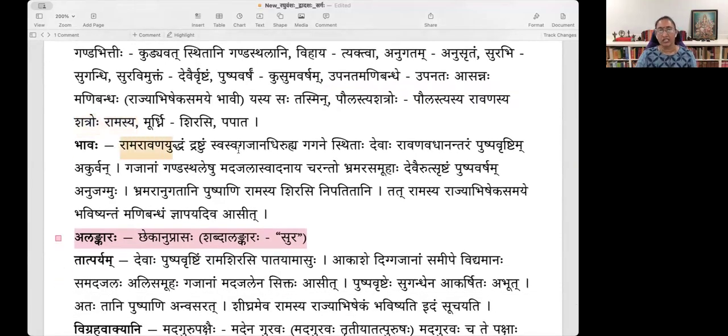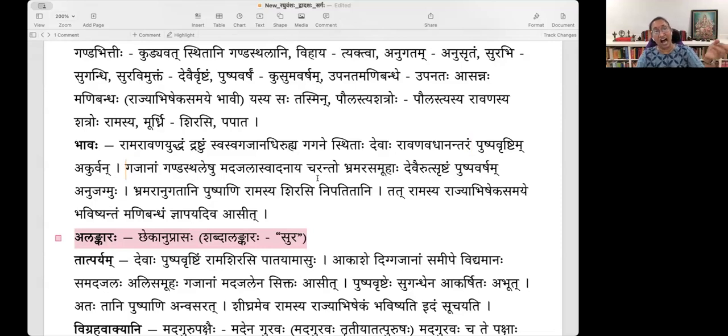Ramaravana yuddham drashtum svasva gajan adiruhya gagane sthitah devah. In order to view this battle like a gallery, all these devas were standing in the sky with their vahanam or their chariots. But they can come, or just like that, they can be spectators also. Depending on their range and position, it depends on what vahanam they will come and stand. So Rama Ravana Yuddham Drashtum: in order to view this battle between Rama and Ravana, all these devas were standing in the akasham on top of their elephants. Ravana vadhanantaram, after the killing of Ravana, pushpavrishtim akurvan, they poured flowers.